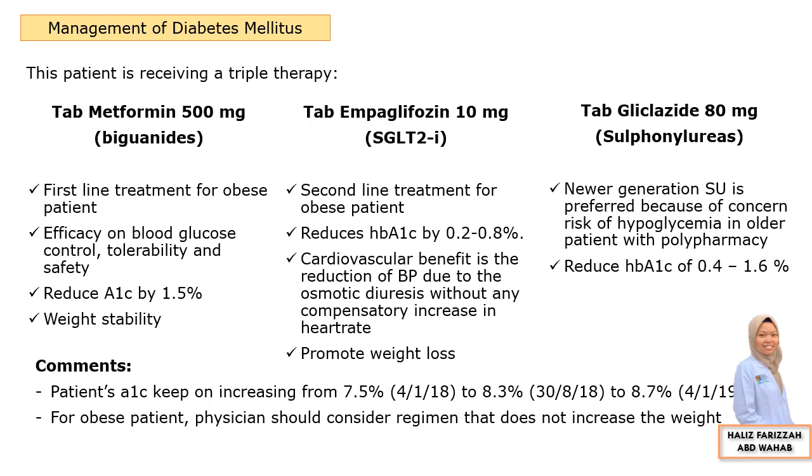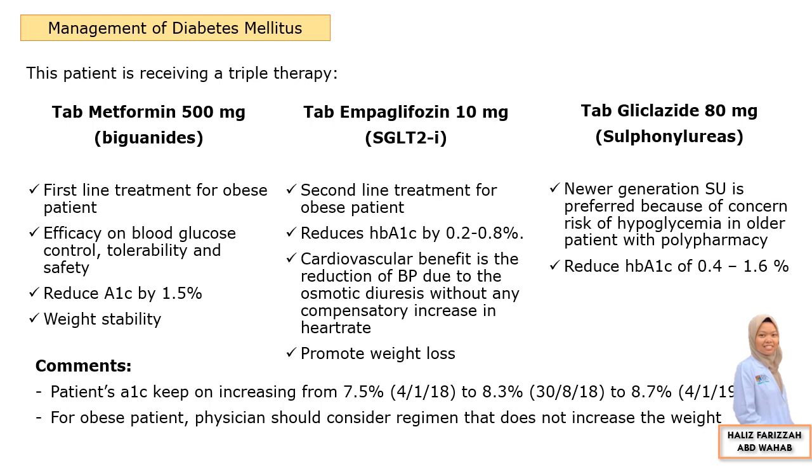This patient is receiving a triple therapy that consists of tablet metformin, tablet empagliflozin, and also tablet gliclazide. If we refer these medications to the CPG guidelines on management of diabetes in obese patients, all of them are appropriate to be used. We'll start first with tablet metformin. It is the first-line treatment for obese patients because of its efficacy on blood glucose control, tolerability, and safety.